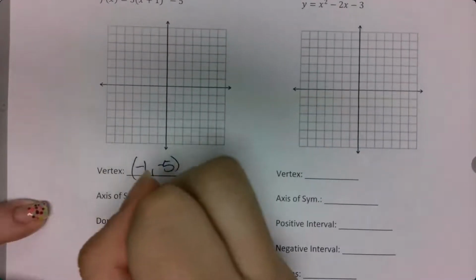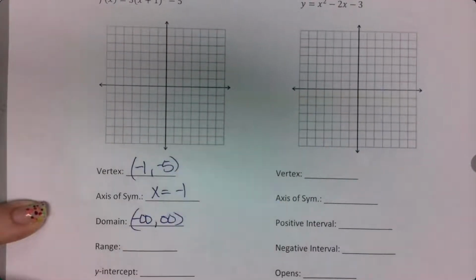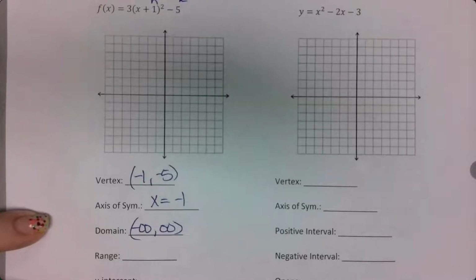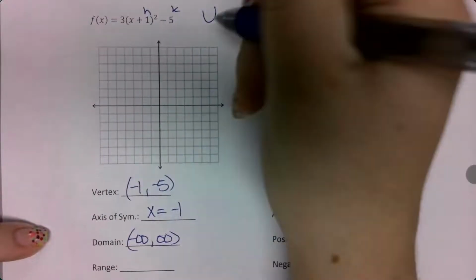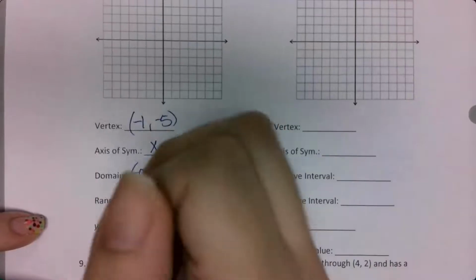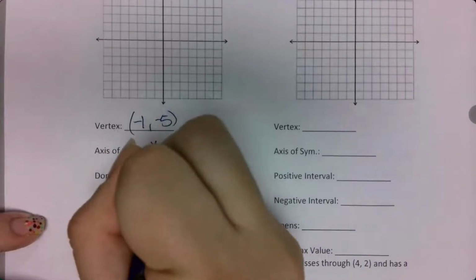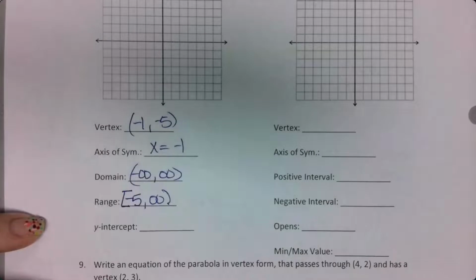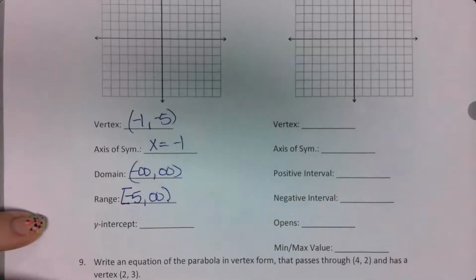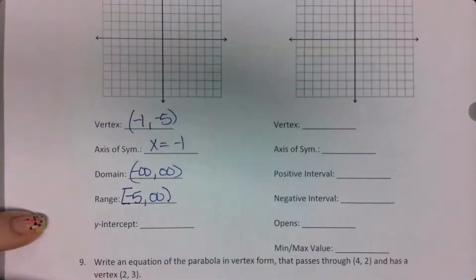Domain is always negative infinity to infinity for quadratics. I want to know my range. This one, it has a positive a value, so it opens up. So that means my low point is my vertex. So I have negative 5 to infinity. Negative 5 is my lowest. Infinity goes up. Then I want to find my y-intercept. Plug in 0 for this.